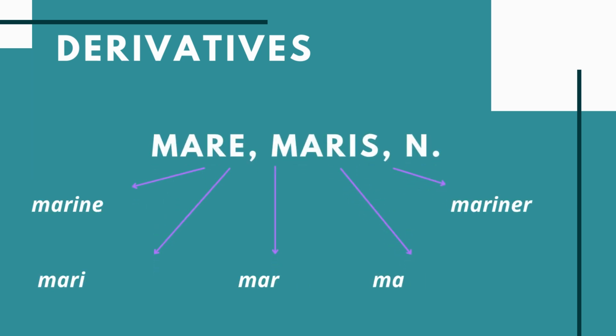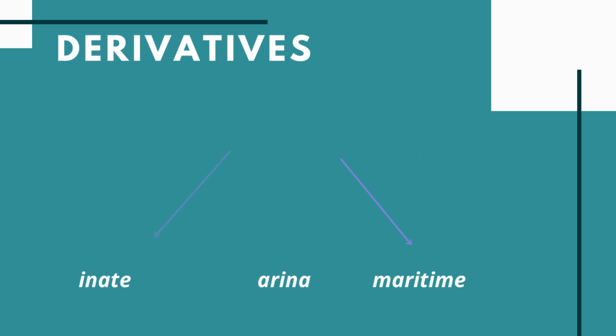Next, we have mare, which means sea. Right, and from this you get words like marine, marina, marinate, maritime, mariner. They all have to do with the sea, right? A mariner, for instance, is someone who sails on the sea, or a marina has to do with the ocean or the sea. So they all come from this same stem.